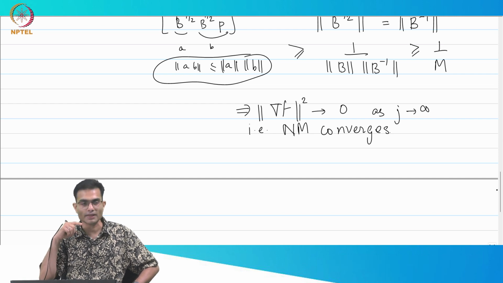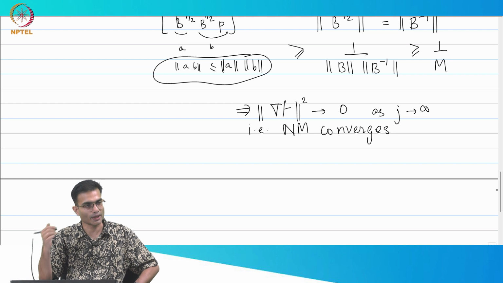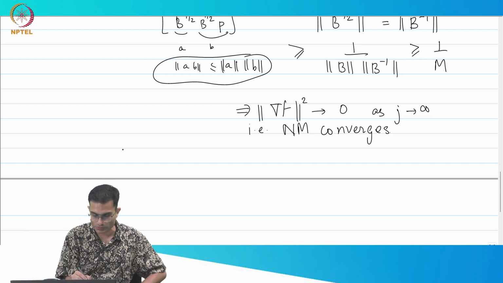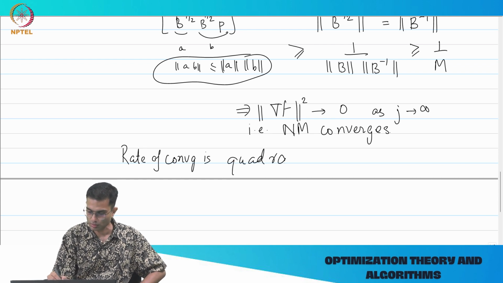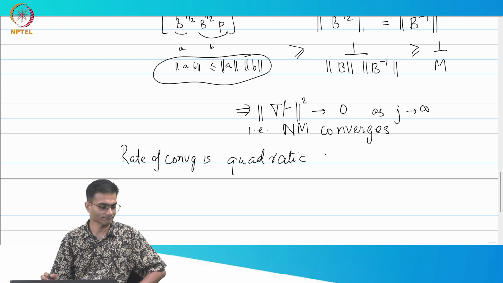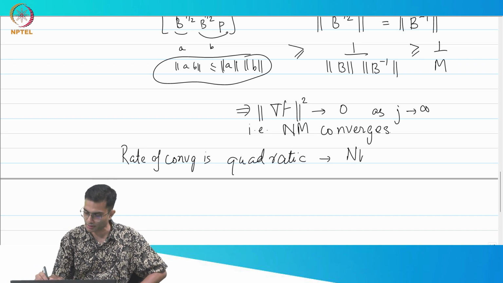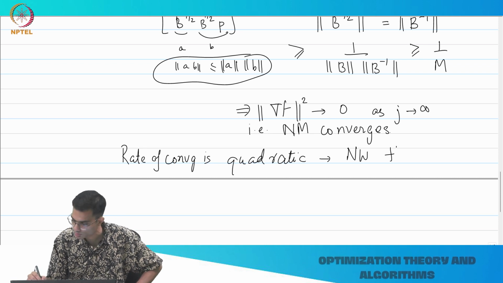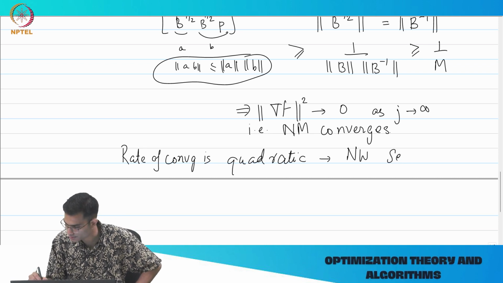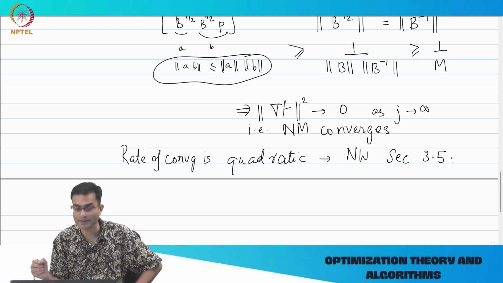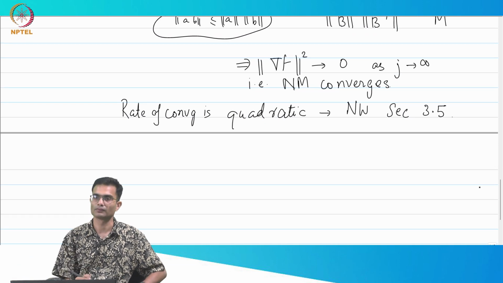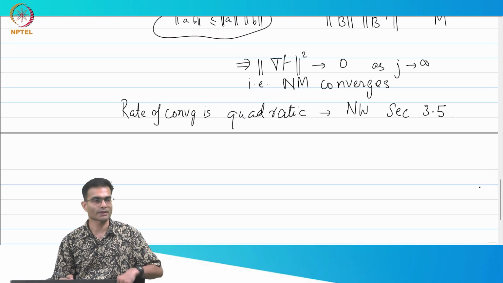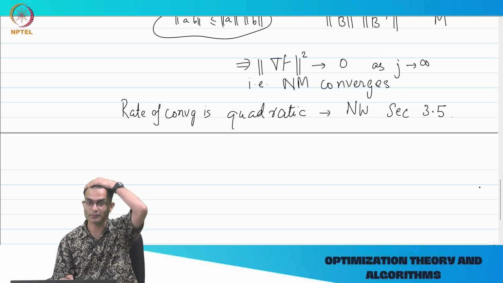Okay. So I'm going to state without proof that the rate of convergence is quadratic. This is in Nocedal and Wright. I think this is a theorem, or rather look at section 3.5 where they have a proof for this. Okay. So this is, as I've been saying many times, the reason why Newton methods are very popular, because you get quadratic.